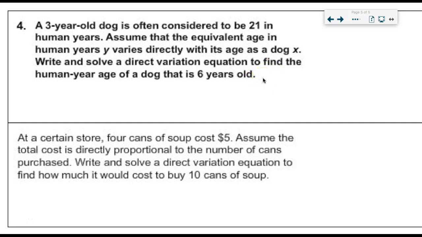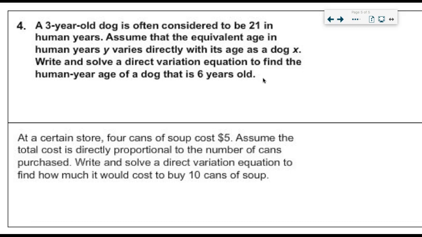A 3-year-old dog is often considered to be 21 in human years. Assume that the equivalent age in human years Y varies directly with its age as a dog X. It actually doesn't, but we're going to assume that it does. Write and solve a direct variation equation to find the human years of a dog that is 6 years old.